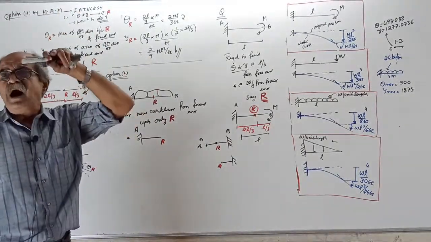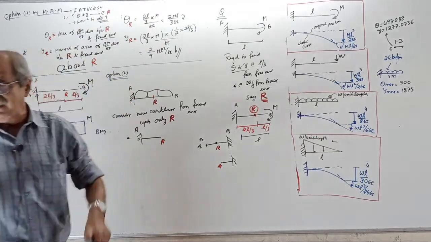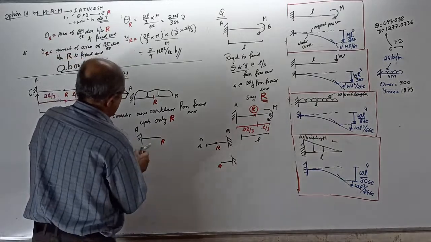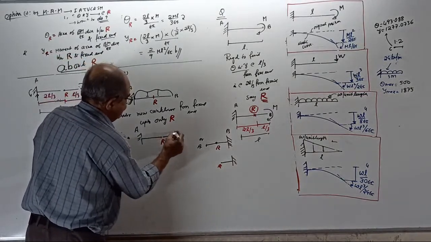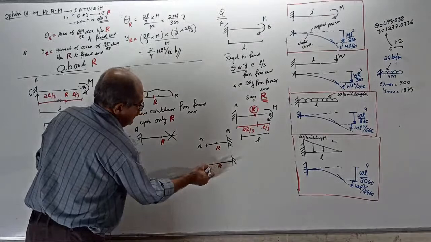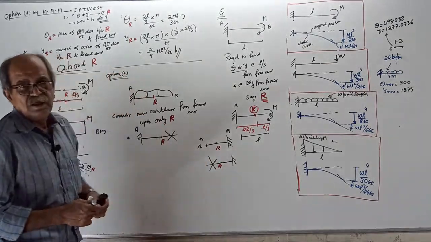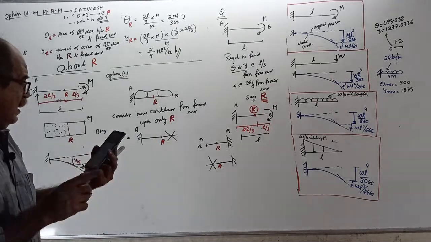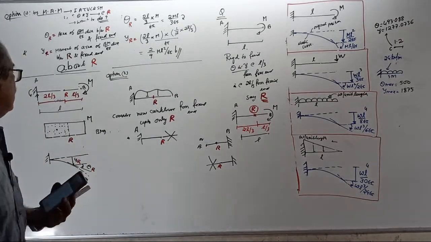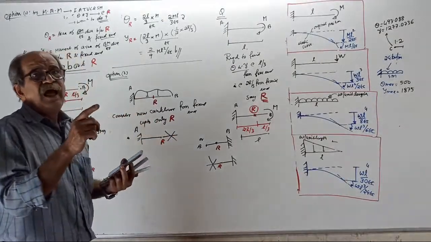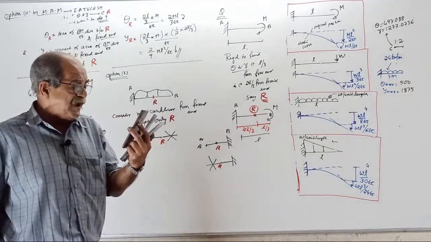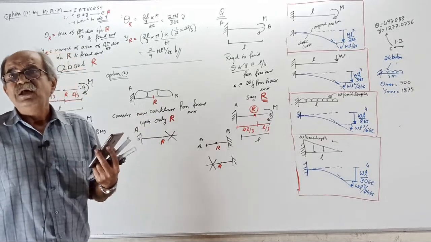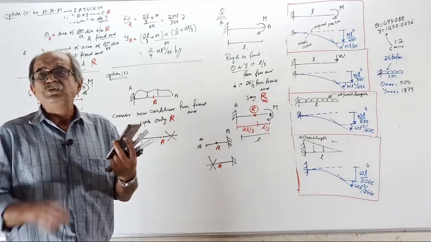From R up to the remaining free end, don't consider. Don't say left and right end. See here, consider here and this is removed. Clear or not? Fast. I won't repeat again and again. From the fixed end up to where you want deflection. It is a very effective method. I will tell you, in case of change of EI, it is very effective.